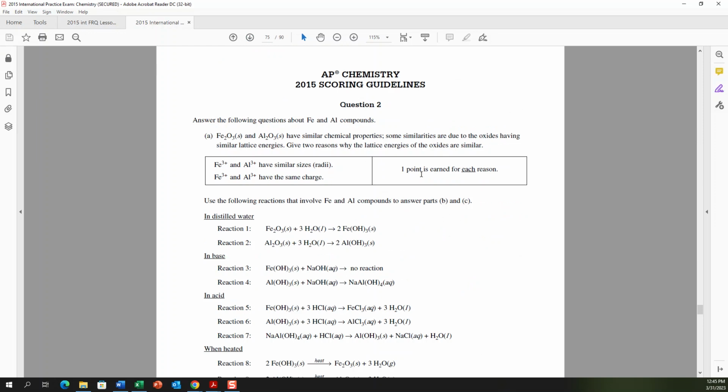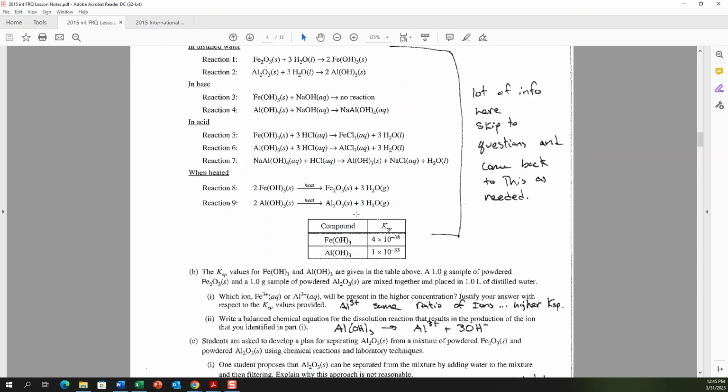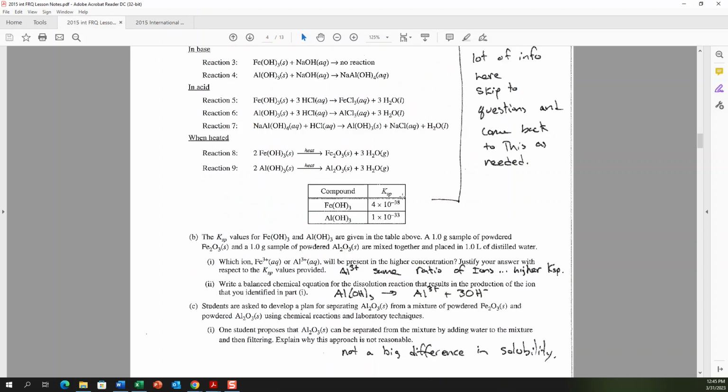But notice we only got 1 point. Oh, no, 1 point for each reason. So this was 2 points. Okay, good. All right, if we go to part B, they give us the KSPs for iron 3 hydroxide and aluminum hydroxide. Remember, they have the same ratio, right? This is a 1-to-3 ratio.